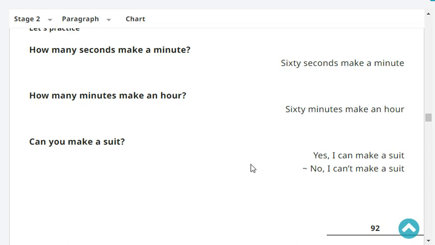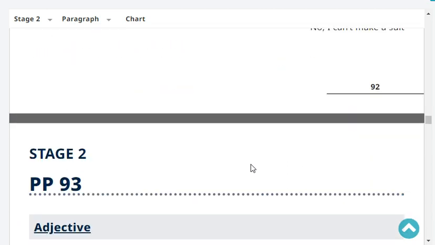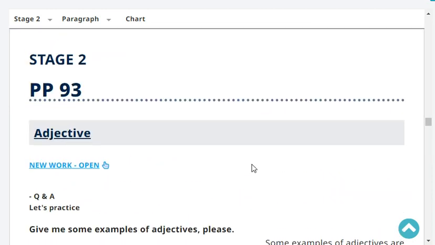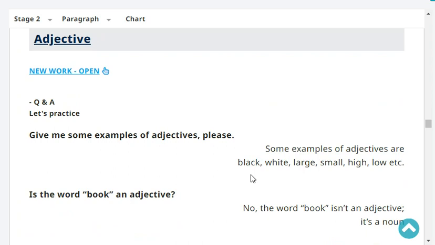Can you make a suit? Yes or no? No, I can't make a suit. Very good. Give me some examples of adjectives, please. Some examples of adjectives are black, blue, large, etc.